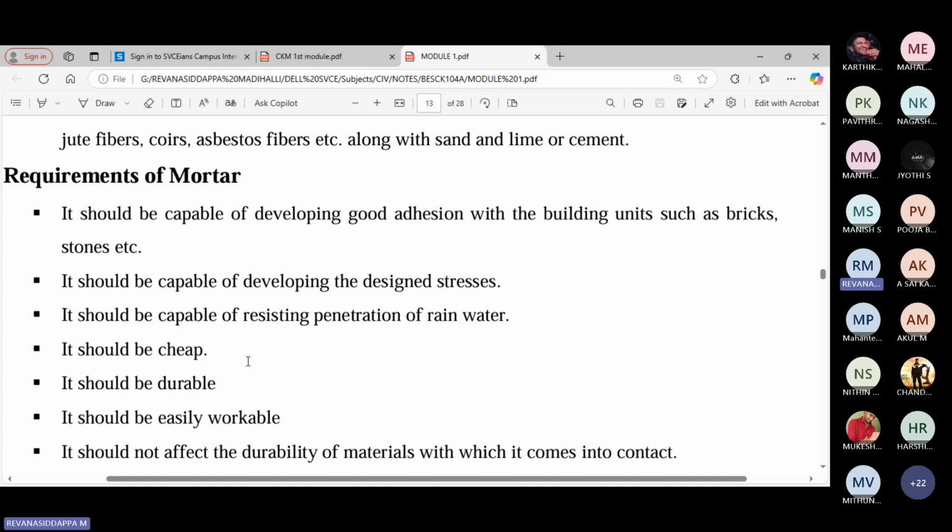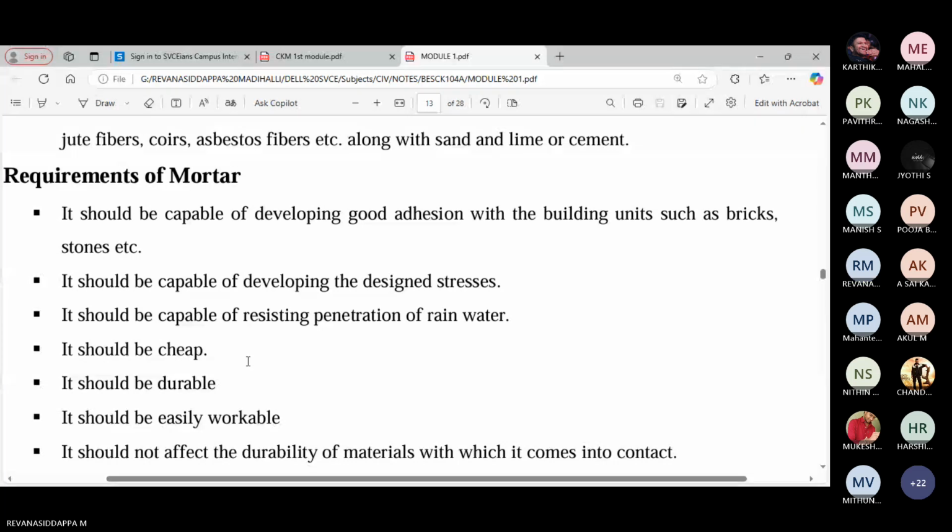How will the load transfer take place? If you take a masonry wall, initially the load will be applied to the brick, and from the brick it will be transferred to the mortar. Again, from the mortar to the underlying brick, like that. Therefore, the mortar will also take part in handling this load. It should be capable of handling this stress which is acting on it.